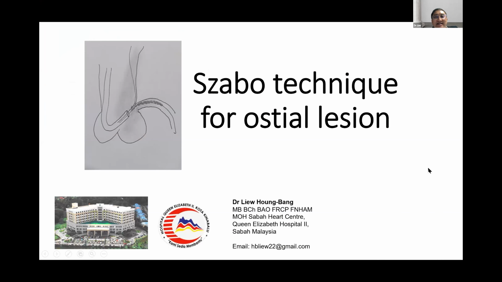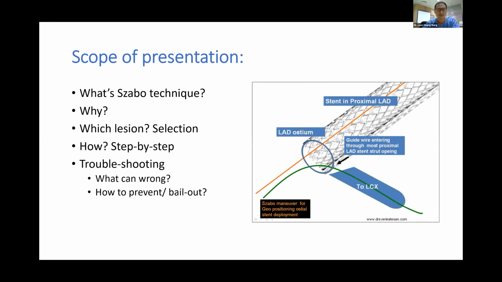Okay, very nice. I'll make a start with my talk, then hopefully we can catch up with some questions and also some cases. So I'm tasked to speak about Szabo technique for ostial lesion. I'll cut to the chase and go straight to talk about what is the Szabo technique, why the Szabo technique, which lesion. In some way, we do have to know there is some case selection process. How do we do it? Step by step, and of course, troubleshooting.